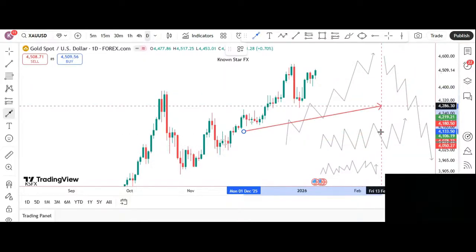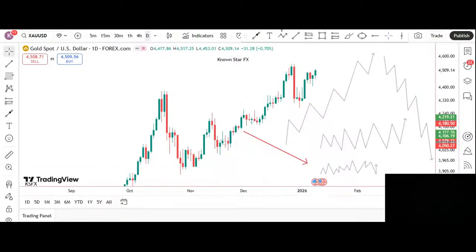It's consolidating between them, and we have this sideways market, which is very, very bad to be in, right? So those are the market scenarios that we actually have.